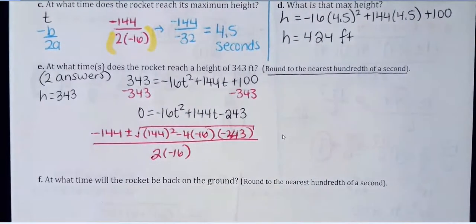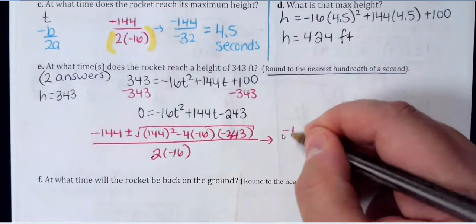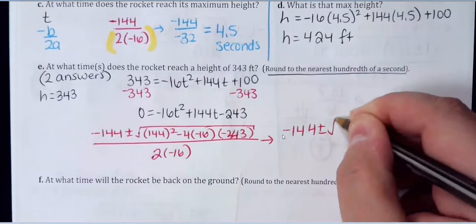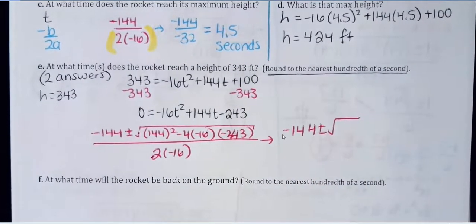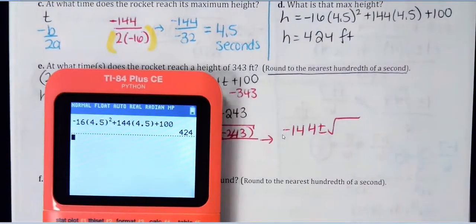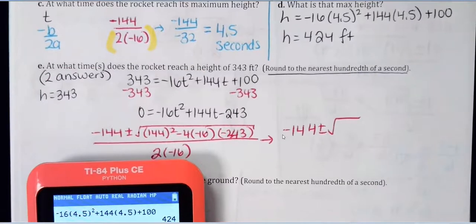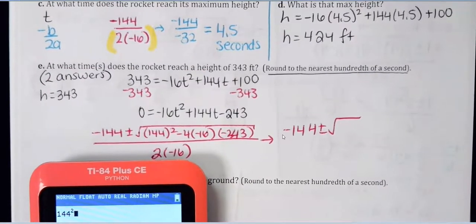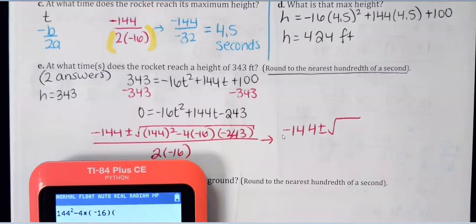Okay. Now, again, I'm just going to use my calculator to help me out with what's under the radical, and it's a large number, all right? So I've got, covering up my work. All right, let's see here. We got 144 squared minus 4 times negative 16 times negative 243.